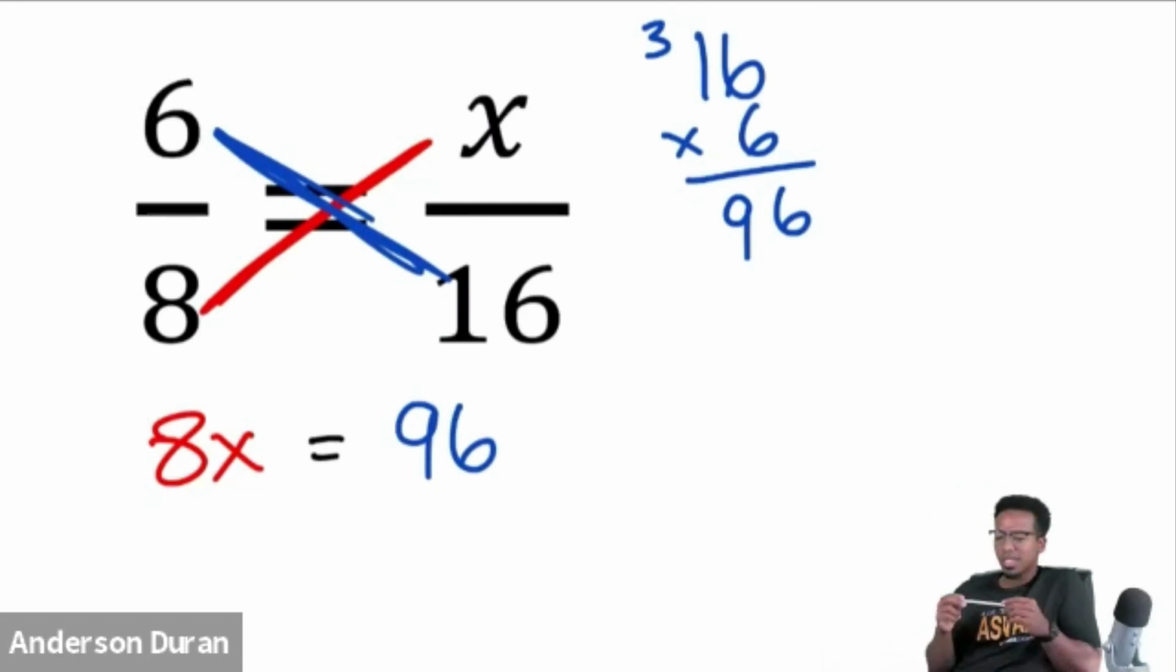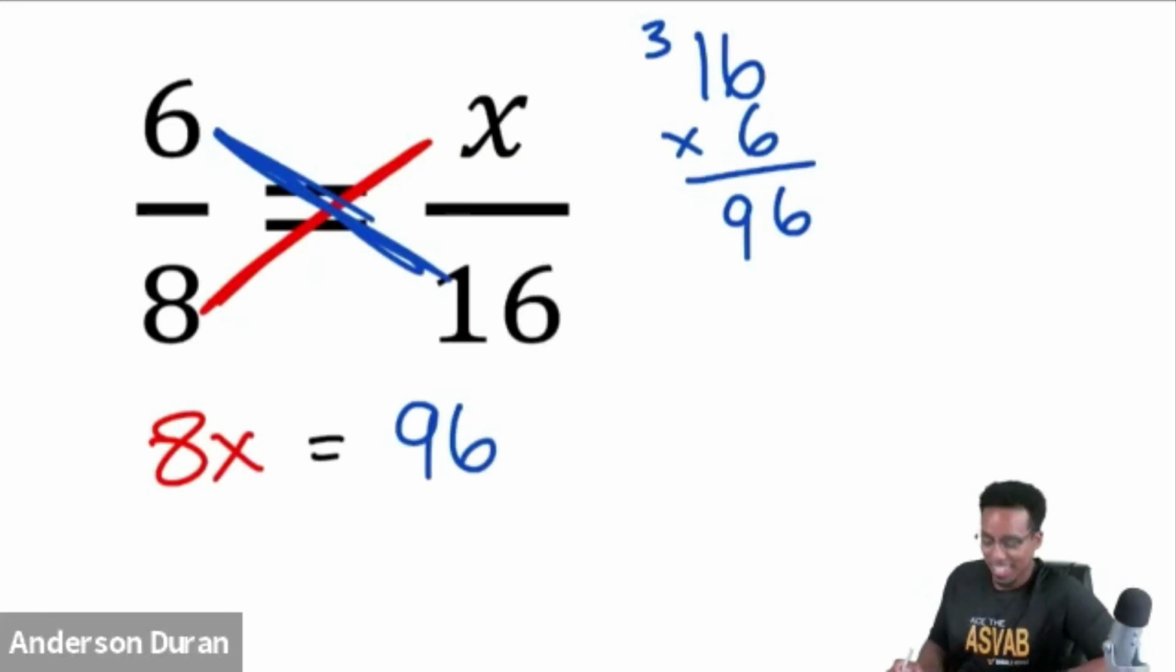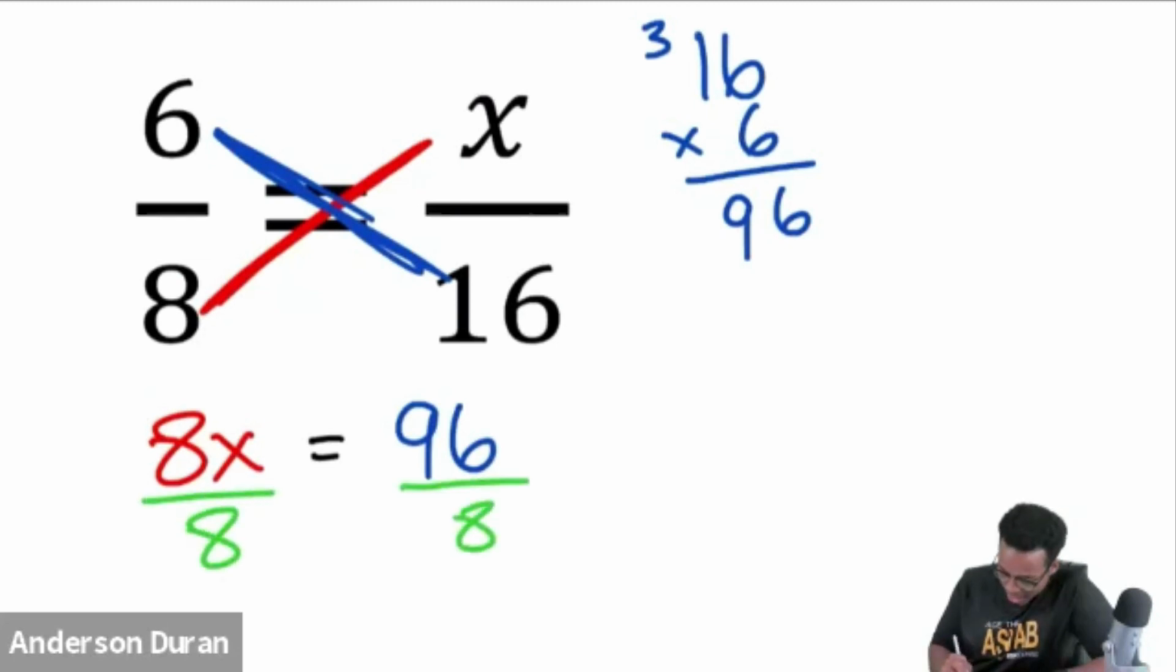Be specific. What do you mean divide? Come on, be specific, everybody. That's right, Mario. Divide by 8 on both sides. You got to be specific, everybody. Thank you, thank you, thank you. There we go. Keep it up. I love it. So divide by 8 on both sides.